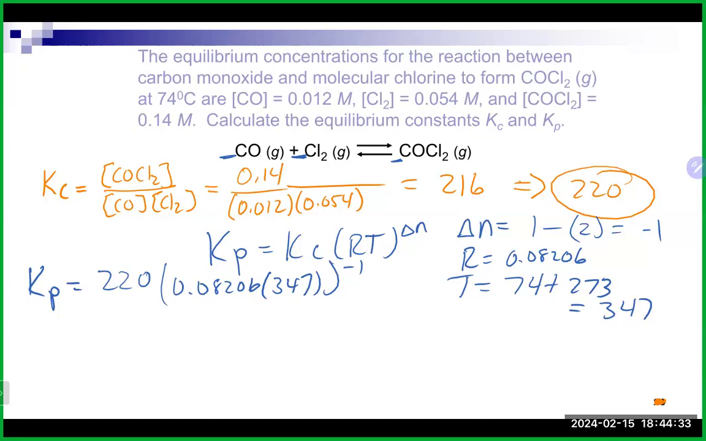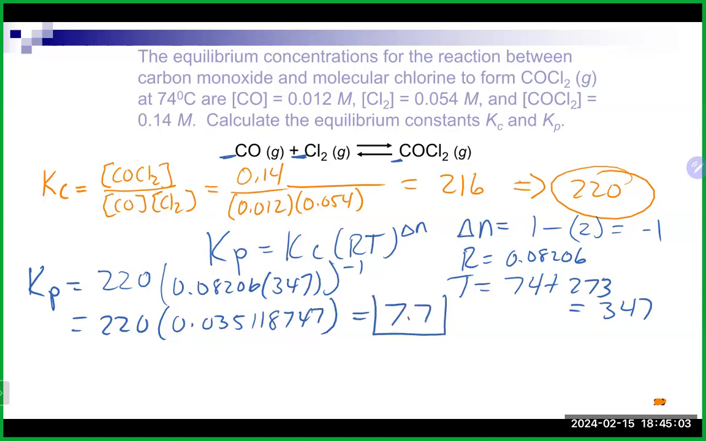You want to clean up what's in the parentheses first. 0.08206 times 347, hit equals, take 1 divided by that answer. That's doing the reciprocal. Gonna get you 0.035118747 on your calculator. Gonna times it by 220. Gonna get us a Kp value here of 7.7, or 7.6 if you didn't round to 220, I suppose. Any questions on that there?